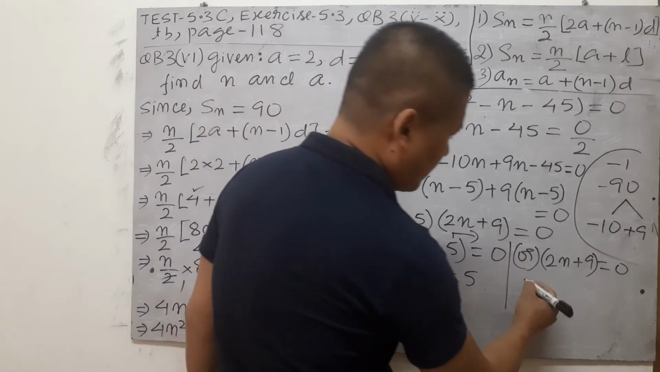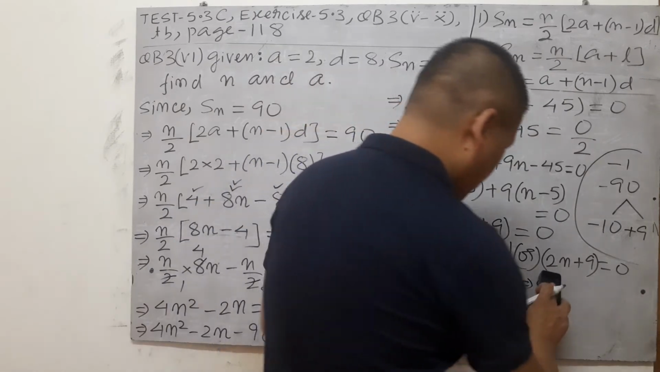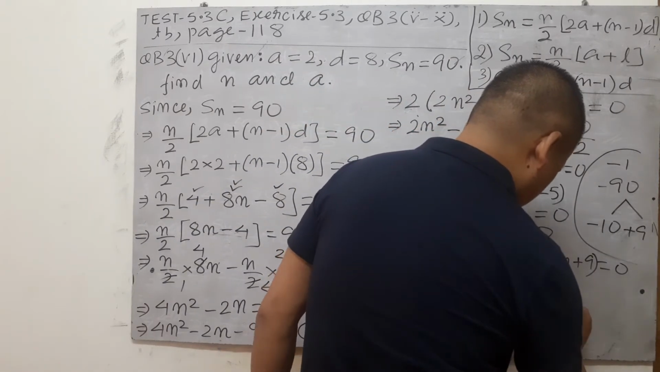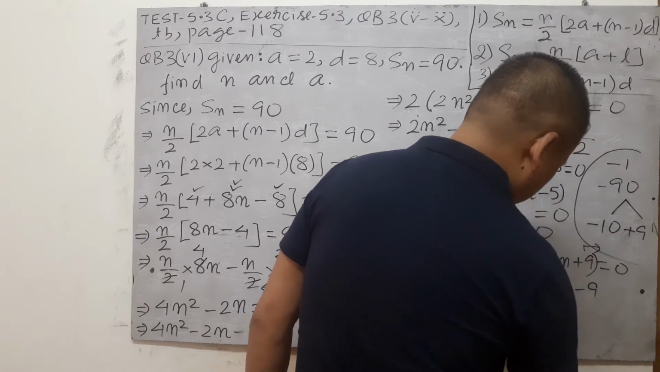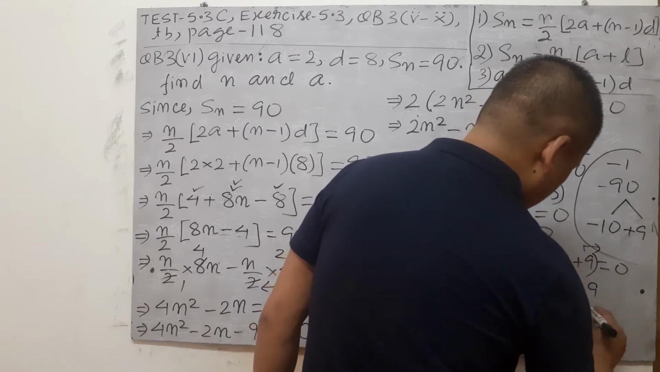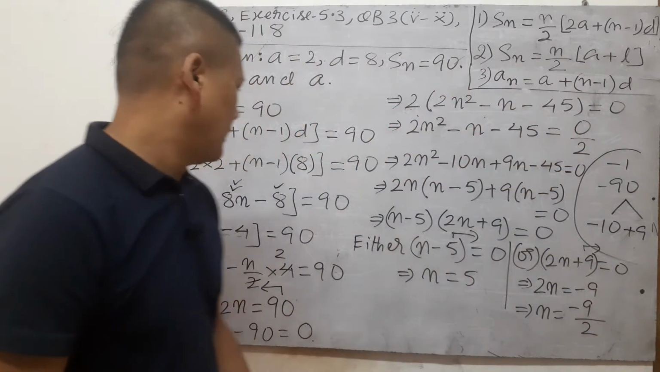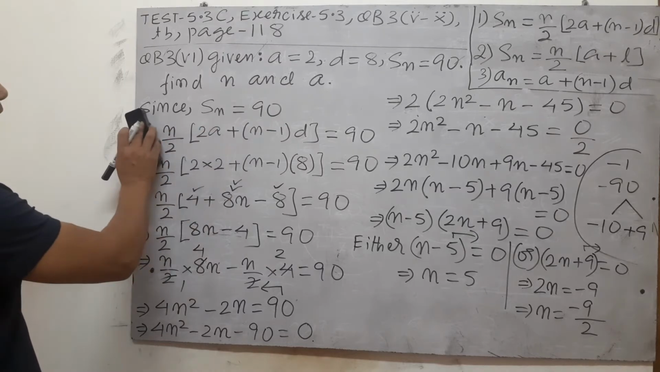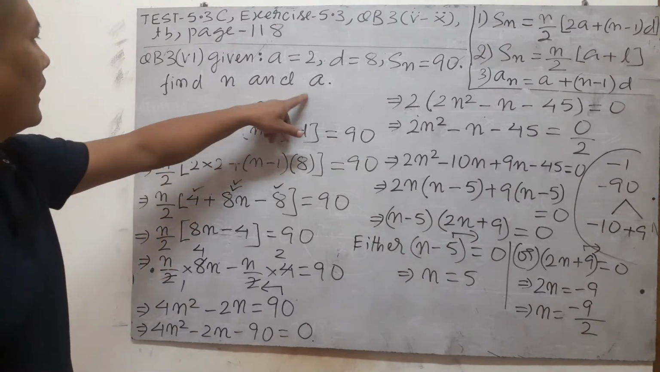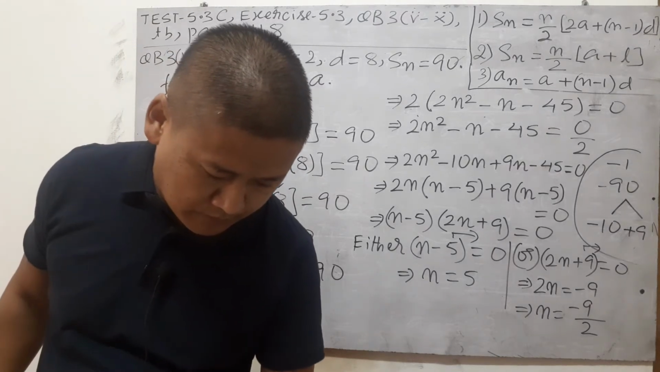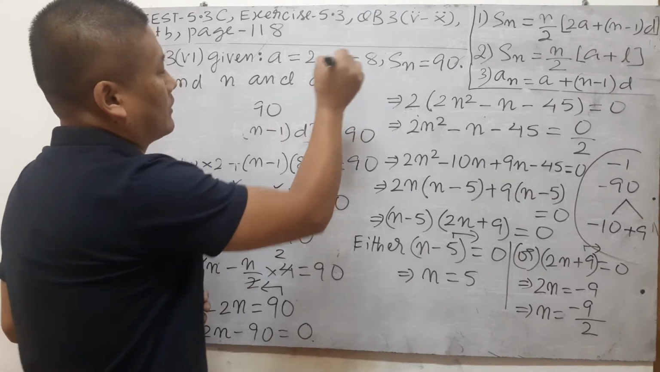2n plus 9. So to get n, just take the term containing n alone on one side. 2n, if you shift this plus 9 to the right side, it becomes minus 9. So n will be minus 9, and this 2 shifted will go down here. So we got our n. We have to find a also. Find n and a. Wait. Number 6. Find n and an. Please correct that.